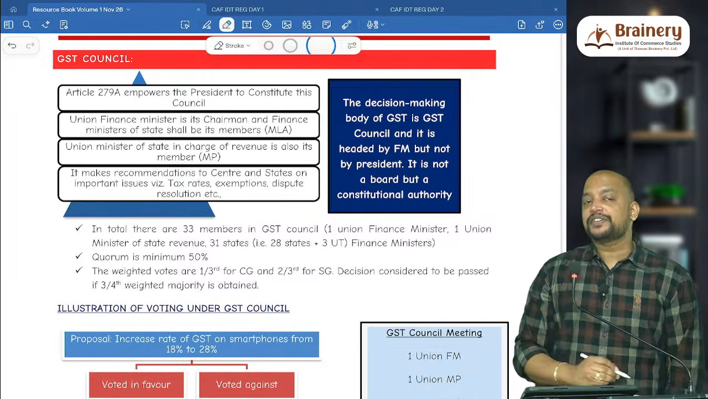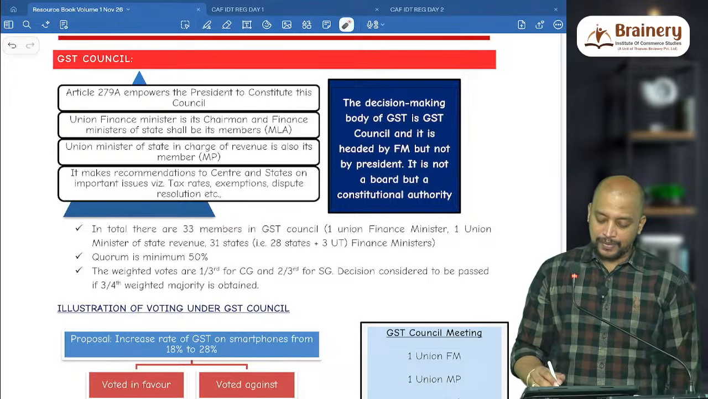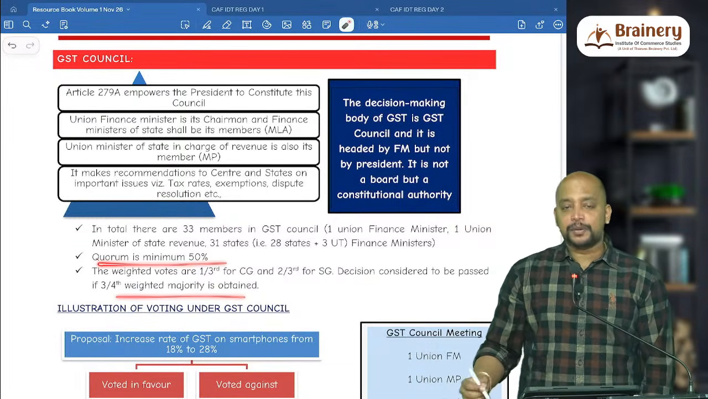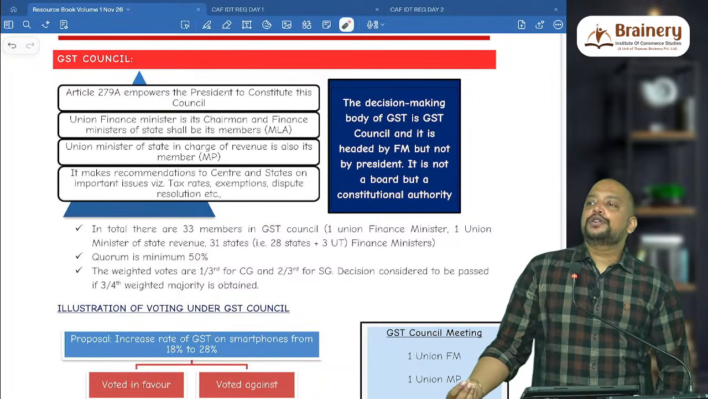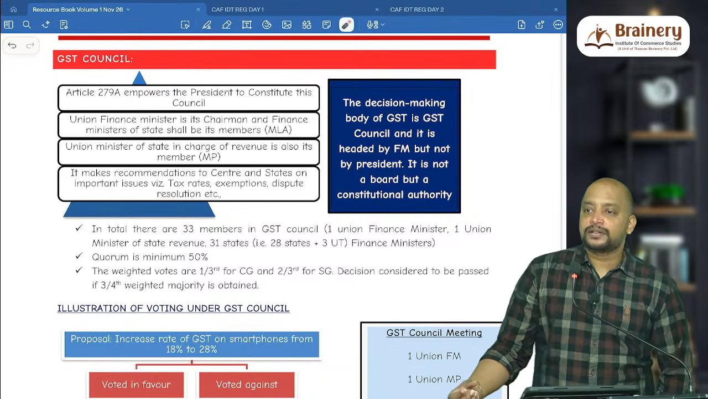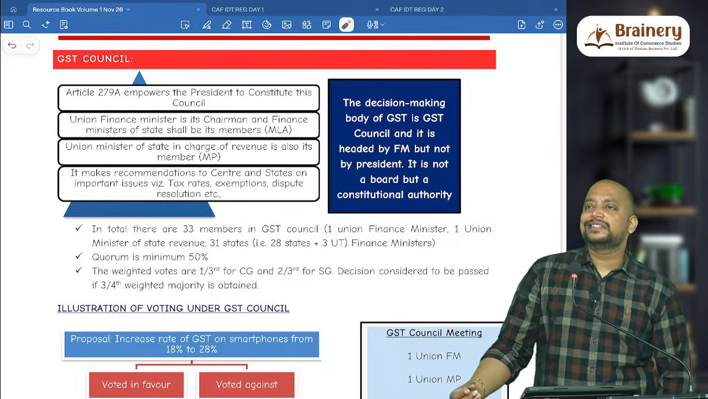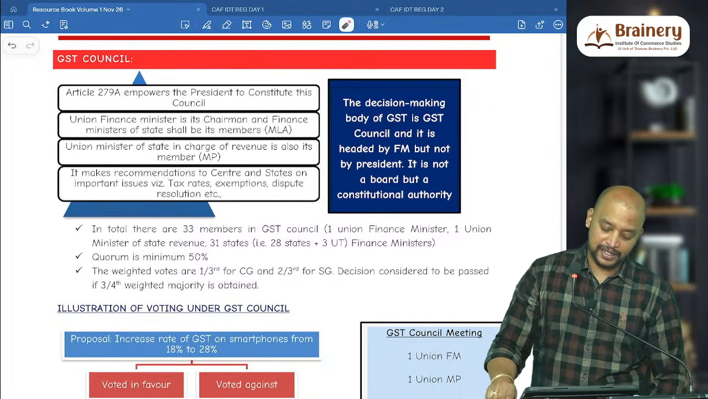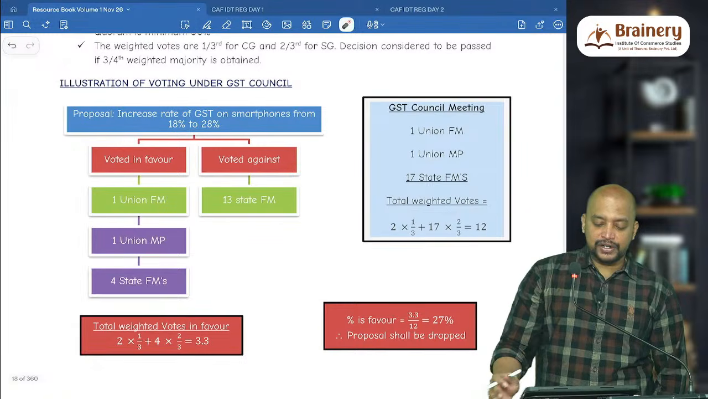So states have more weightage. The weighted votes are 1/3 for central government and 2/3 for state government. A decision is considered passed if there is 3/4 majority. And quorum, what is quorum? Minimum number that should be present in order to call it a valid meeting. What is the minimum number? 50%. What is the total number I told you? 33. 33 into 50% is 16.5. That is 17 members should be there. Okay. And you can see an illustration on voting.